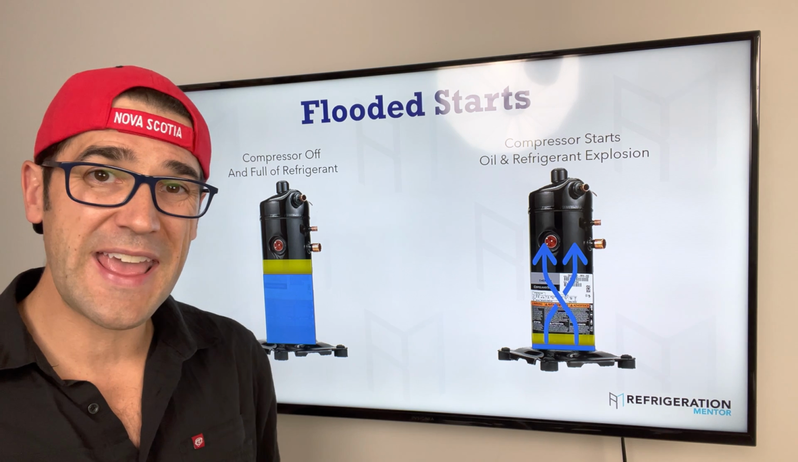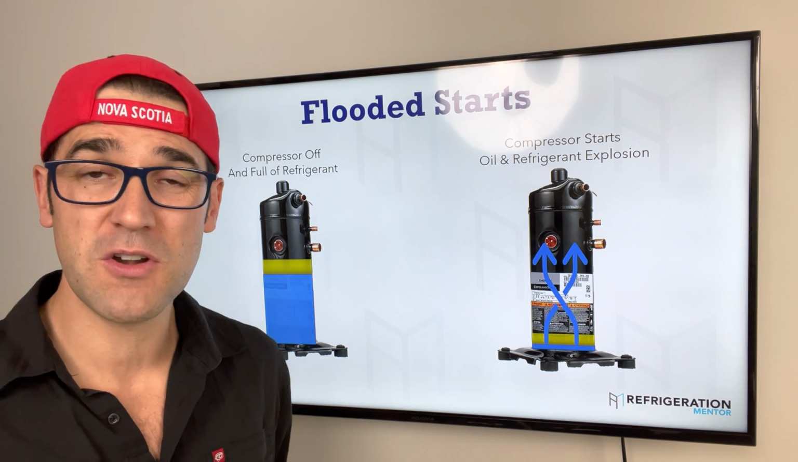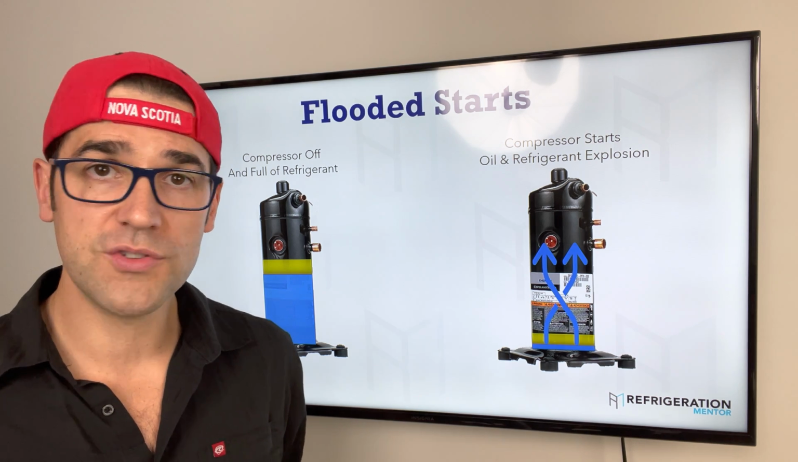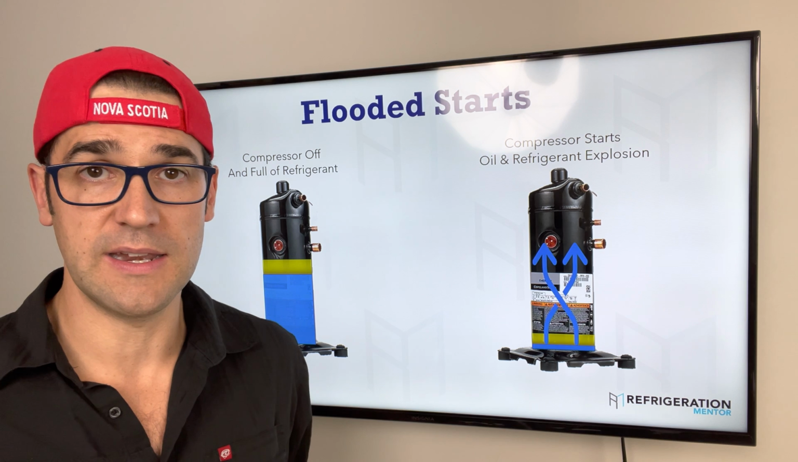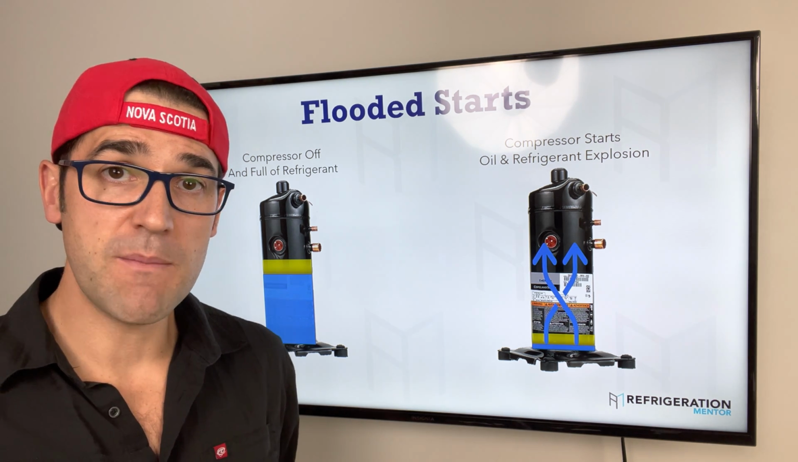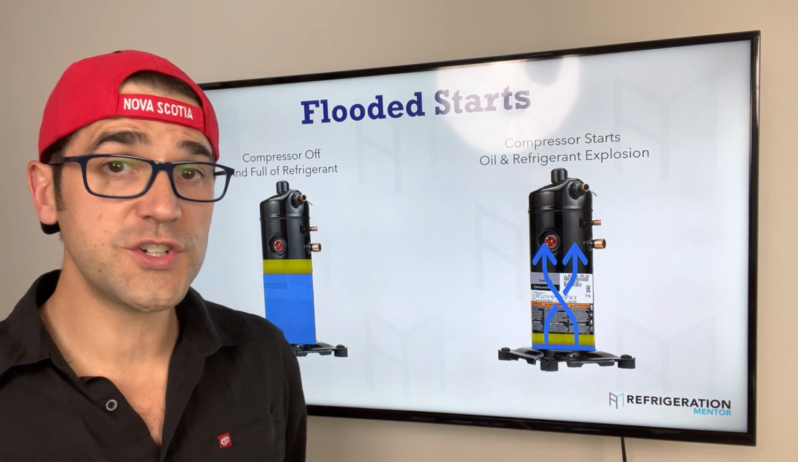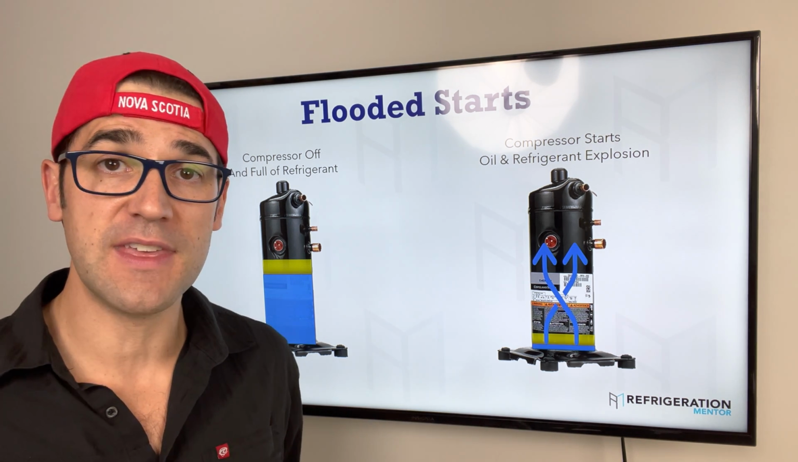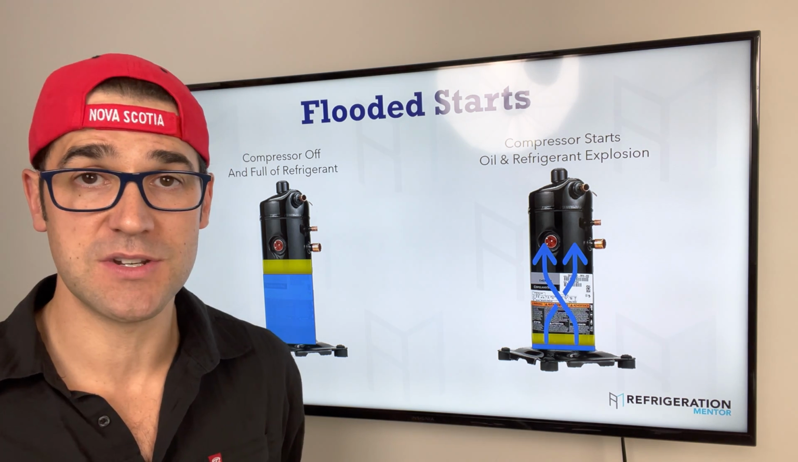Oil is supposed to be on every piece of the inside of those compressors. It doesn't matter if it's semi-hermetic, hermetic, scroll, screw, or rotary. You want oil everywhere lubricating it. And if you have a massive explosion of liquid refrigerant, what's that doing? It is washing that oil off of everything, causing metal on metal, causing overheat, and causing damage.